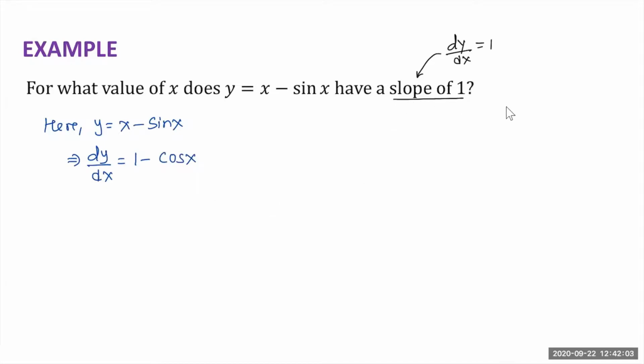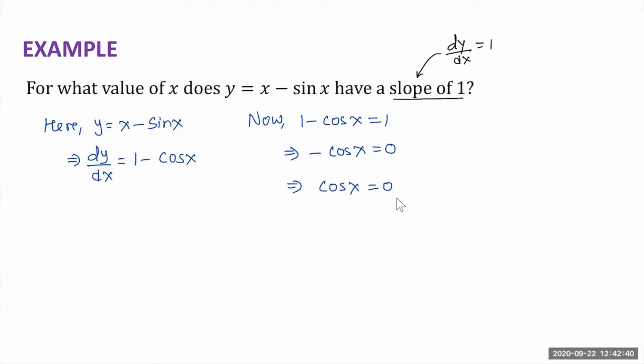Now, for the slope to be 1, this derivative, 1 minus cosine x, is equal to 1. Let's write that down. Now, this derivative, which is 1 minus cosine x, is equal to 1. If I subtract 1 on both sides, I get negative cosine x equal to 0. Or if I divide both sides by -1, I get cosine x equal to 0.